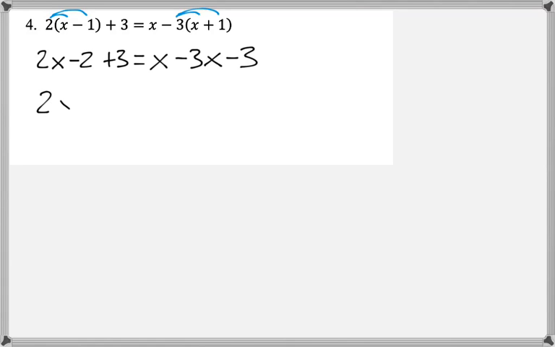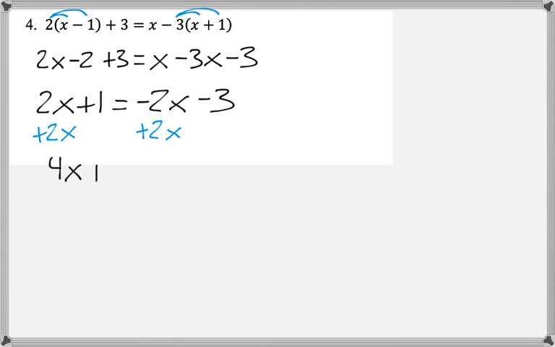So this will be 2x plus 1 is equal to negative 2x minus 3. Now I want to get all of the x's onto one side. So I'm going to add 2x to both sides. And this is going to be 4x plus 1 is equal to negative 3.